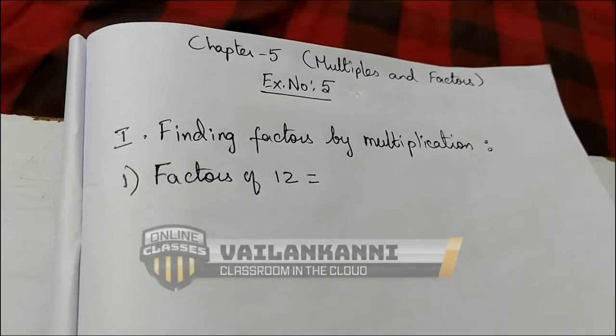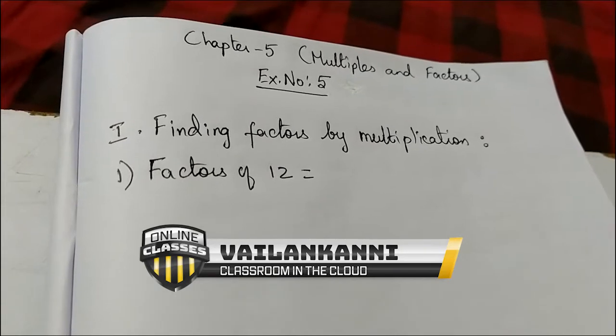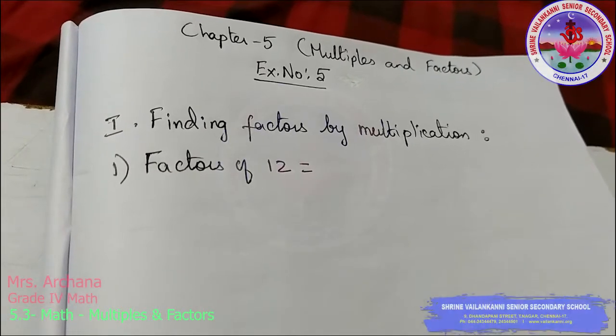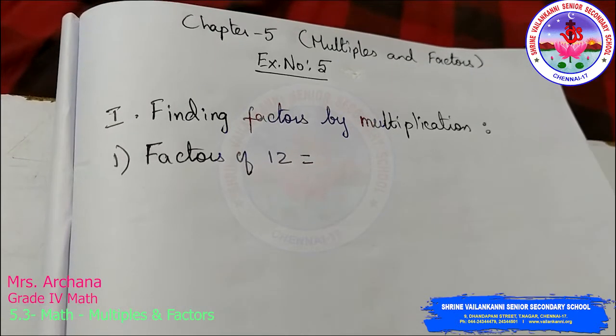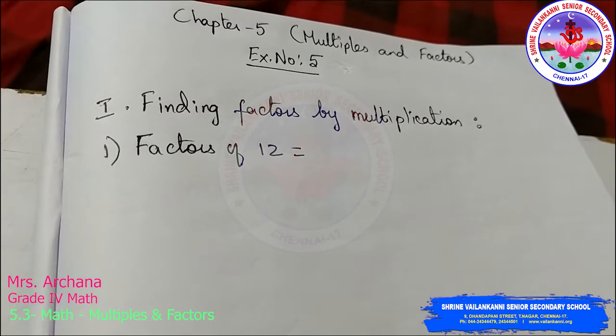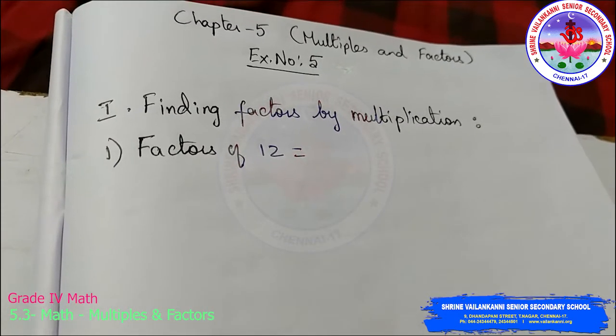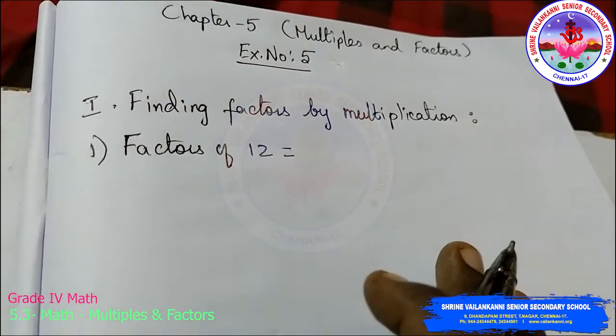Hi children, today we are going to continue chapter 5, exercise 5. Under exercise 5 we are going to see how to find the factors by two methods. What are the two methods? One is the multiplication method, one is the division method. First we will see how to find the factors by multiplication.